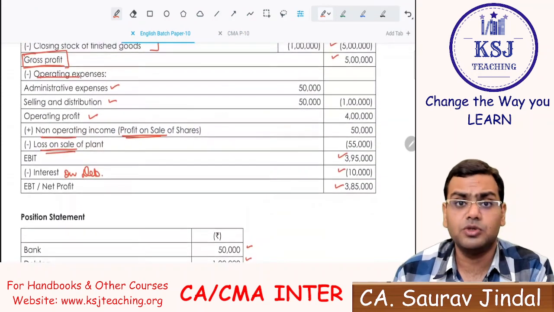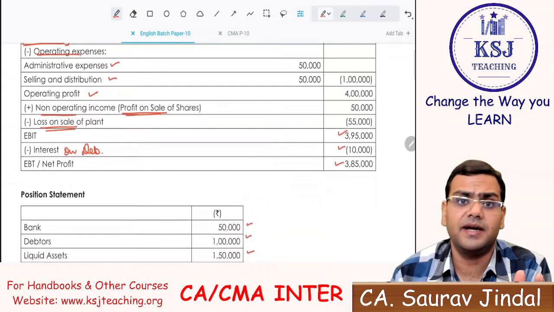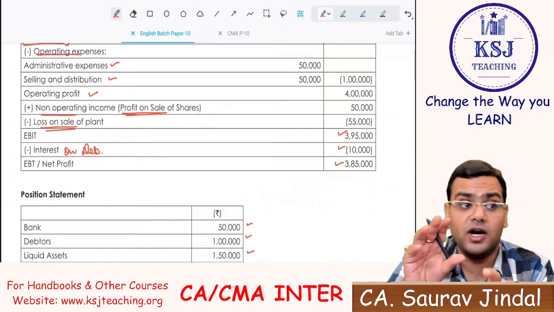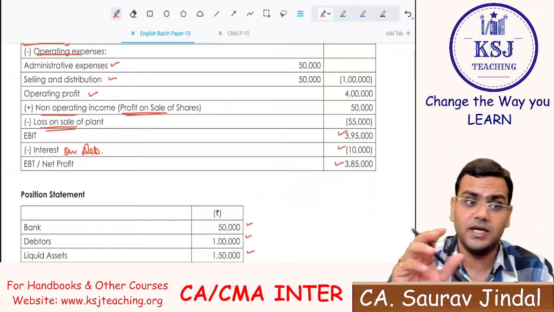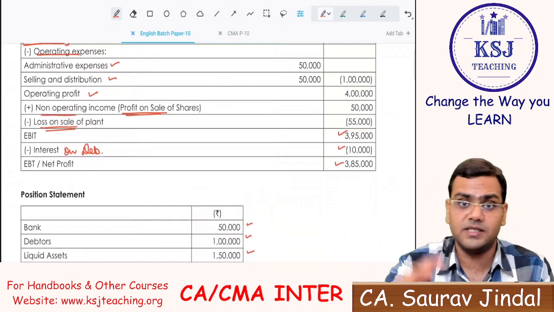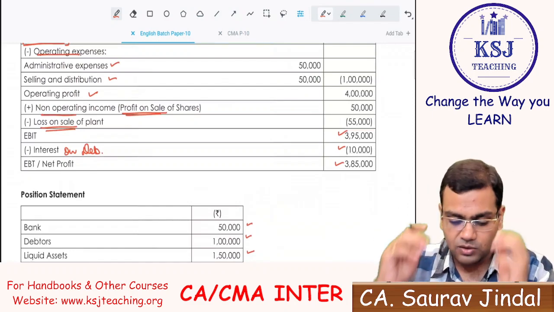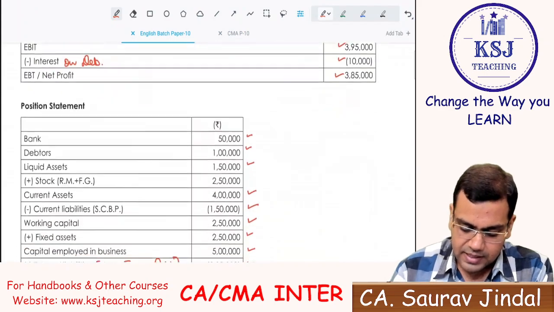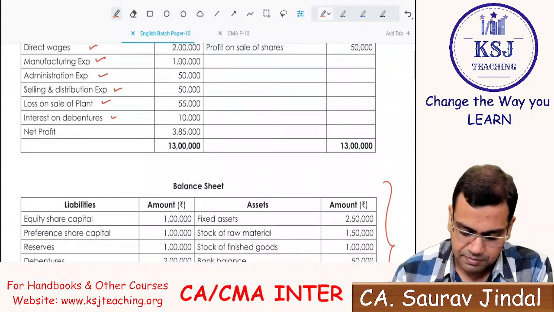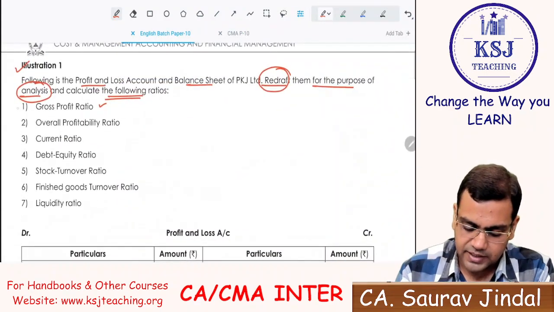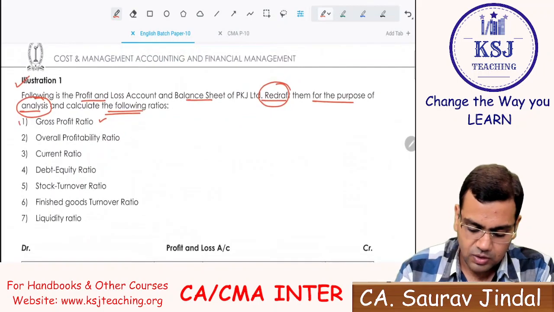So this is how the position statement of the balance sheet has been redrafted, showing the various important elements: what is the liquid assets, what is the current asset, what is the fixed asset, what is the working capital, for the calculation purposes. Now he's asking you to calculate simply, sir. The first thing is asking you to calculate the GP ratio. It can be calculated. Yes, sir.